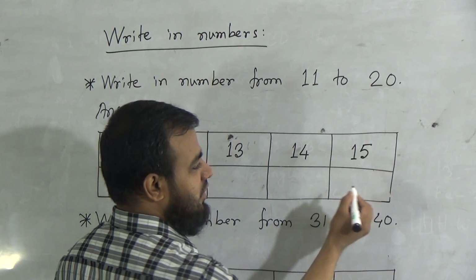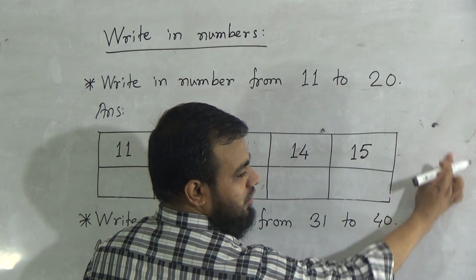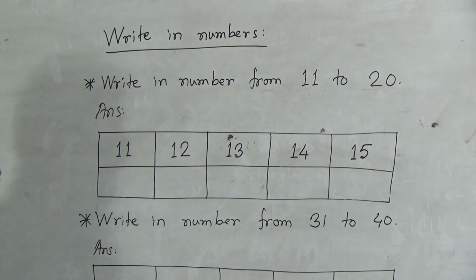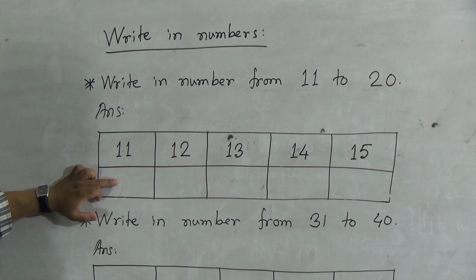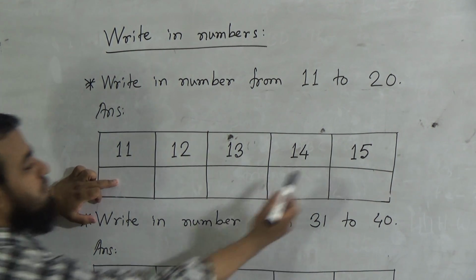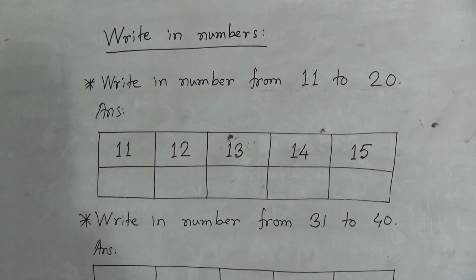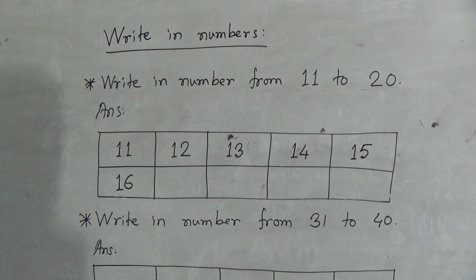Now after 15, dear students, we should write down on the right side, right? But on the right side we have no box. So we should go to the next line. That means we should go to the bottom now. We should start again from the left side. After 15, we have the number 16. That means we should write down 16 here. 1 and 6 makes the number 16.